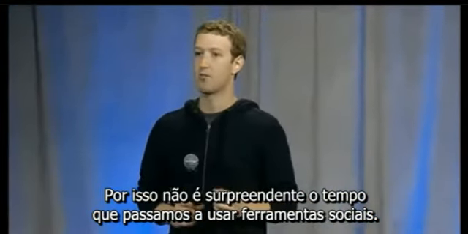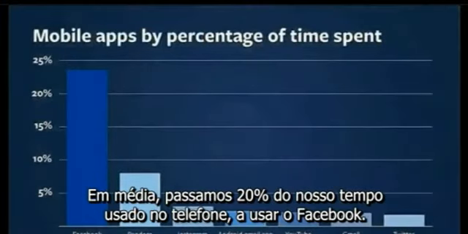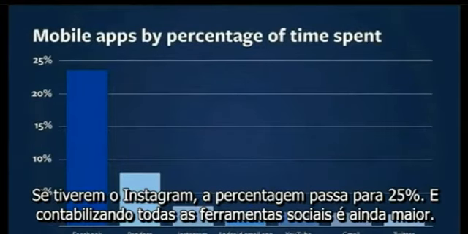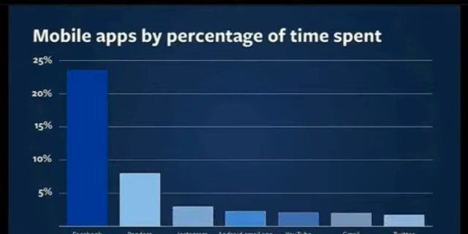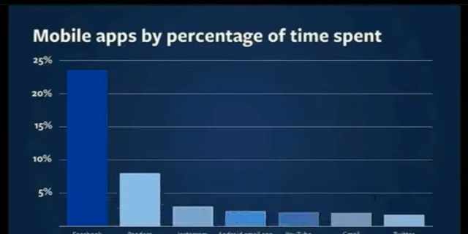And because of that, it's no surprise that we all spend so much time using social tools. As a matter of fact, on average, we all spend about 20% of our time in phones on Facebook. And if you add Instagram, that's more than 25%. And if you count all of the social and communication apps, it's even more. So no other category of activity even comes close. We spend our lives sharing and connecting.